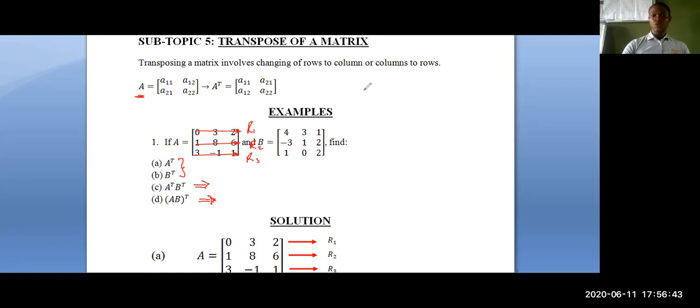Of course, so you just say A transpose, okay, is equals to, now the first row will become vertical, will now become this first column, and first column is going to give me 0, 3, and 2. And the second row will become the second column, 1, 8, and 6. And the third row become the third column as 3, -1, and 1. So that is A transpose. Okay, now I have changed the rows to column.